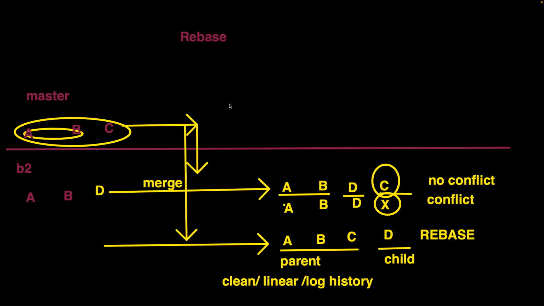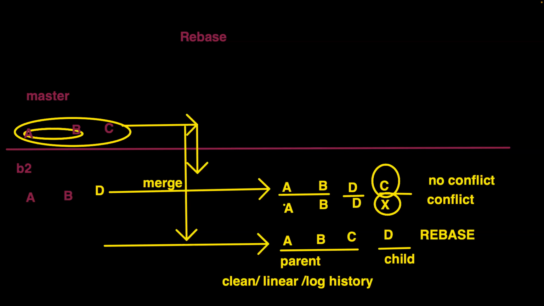Understood the concept? Yes, Preethi, but one question. Even though in master the file C commit happened later, while in the child branch the file D commit happened before, in that rebase, it will arrange first master and then child. Correct, Preethi? Correct. All parent changes first as per the timestamp. ABC will be as per the timestamp: first A is made, then B, then C.